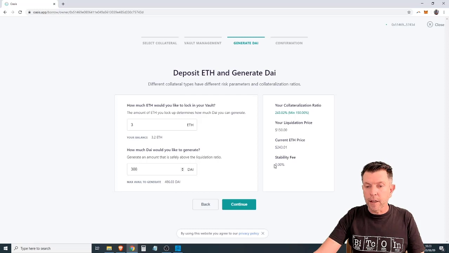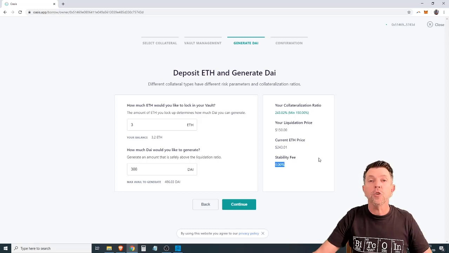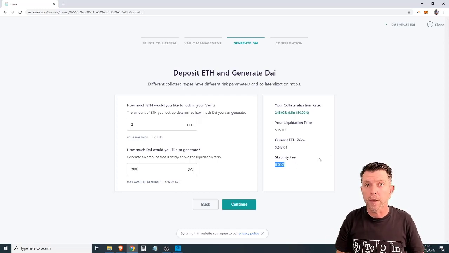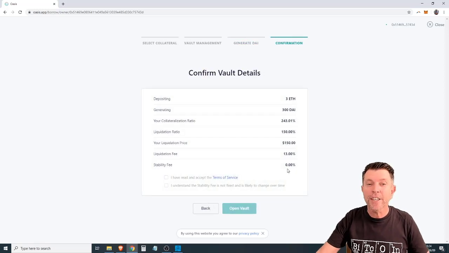The stability fee, now this is interesting. This is the annual interest that you will pay on the loan, and it's at 0. The reason it's at 0 is because of the current economic turmoil that we're experiencing in our country, in the world, and in the economic system. Interest on loans is probably going to be a thing of the past in the future. But if the economy does recover and Oasis.app decides that charging interest is viable, they will start charging interest again. Anyway, there is no interest on the loan.